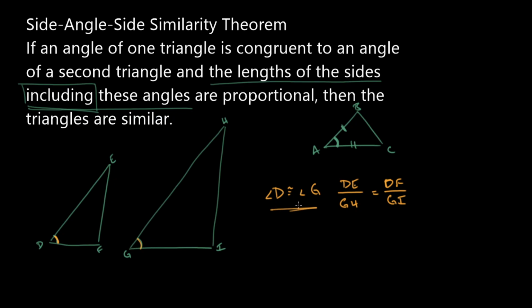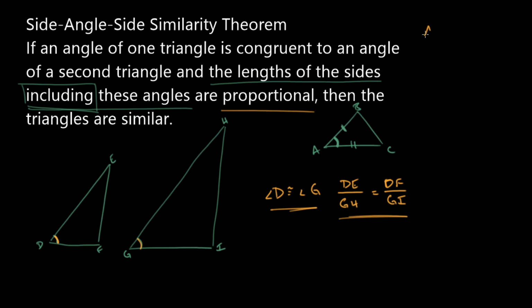So this one I actually have to show two things here. I need to show this pair of angles are congruent to each other, and then the sides that include them, DE and GH, and then DF and GI, are proportional to each other. Not similar, but proportional to each other. And so that's my last shortcut for proving that two triangles are similar.